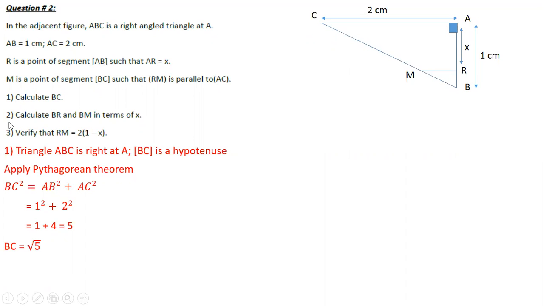Now in part 2, go on, Mahdi. Yes, miss. Calculate BR and BM in terms of X. So first we need to find BR in terms of X. Mahdi, BR is a part of AB, right? Yes. So what does BR equal? AB over 2? No. Why, is R the midpoint, Mahdi? No.